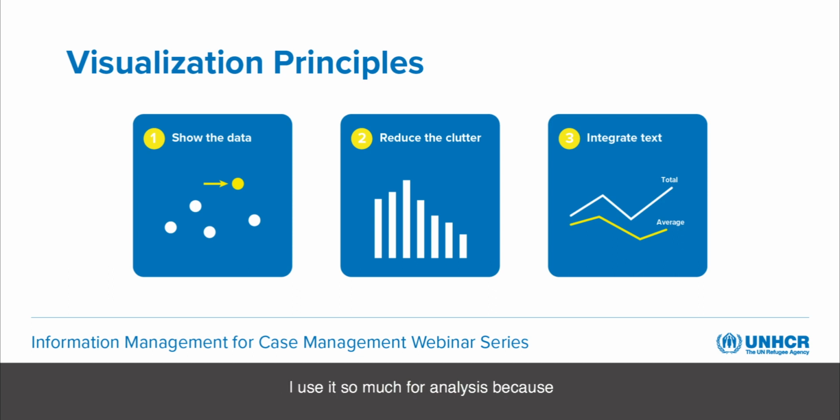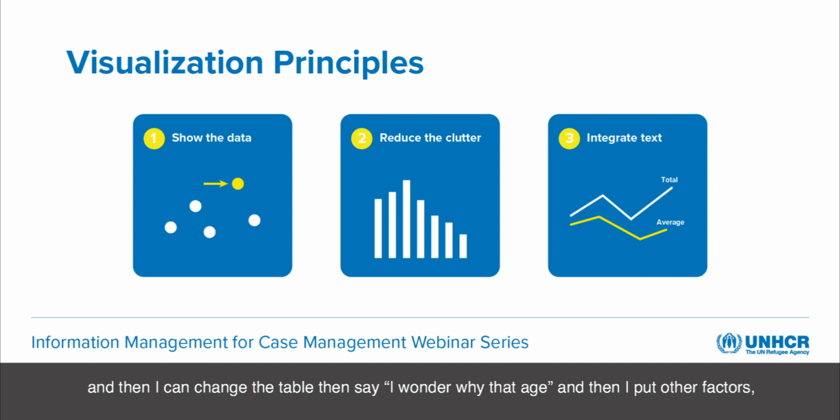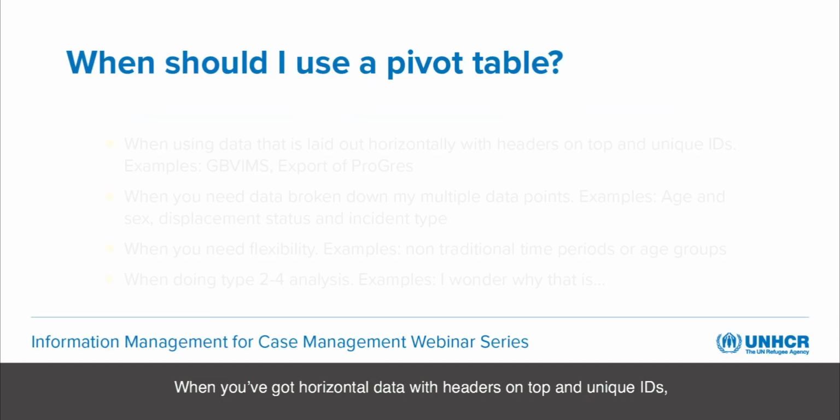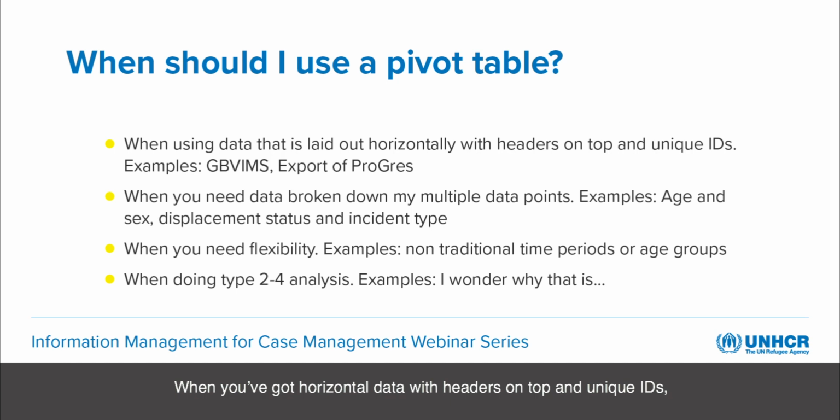I use it so much for analysis because as I'm walking through those steps, so I'm going to compare by age, and then I see that, and then I can change the table, then say, I wonder why that age, and then I put other factors, and it allows you to really manipulate and look at your data. But it's only really appropriate with certain types of data. When you've got horizontal data with headers on top and unique IDs, and luckily, this is the reason why I'm bringing up pivot tables, because this is really how a lot of the tables for the tools that we most often use are set up.